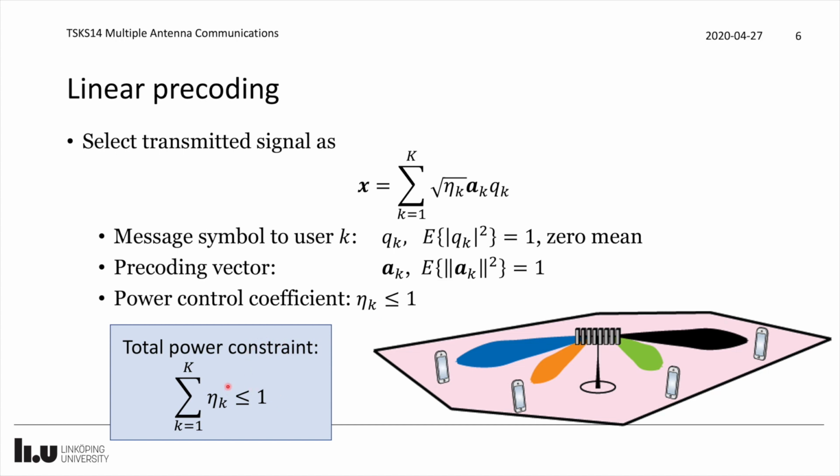If we take each of these eta k parameters to be equal to 1 divided by K, then we are allocating the same power to all the users, and we're using the full power budget for doing that. But this is just one option. In this video we will consider fixed values for the eta k's, but in a later video I will consider how we are optimizing them as well.